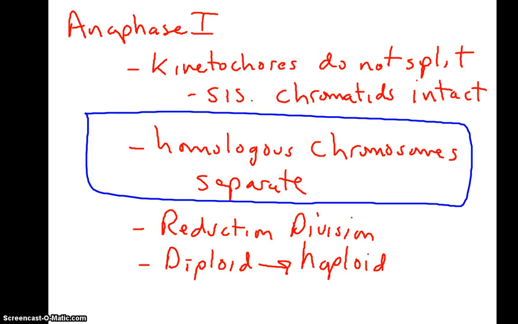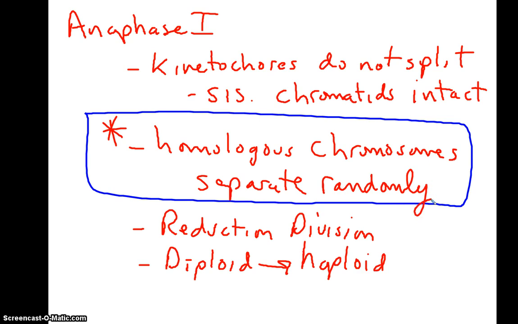And from metaphase, we head to anaphase. So here the kinetochores do not split. The sister chromatids remain intact. So this is very, very important. What happens during anaphase 1 is the homologous chromosomes are what separate. They get pulled apart, and the homologous chromosomes will separate randomly. So that's the independent assortment piece.